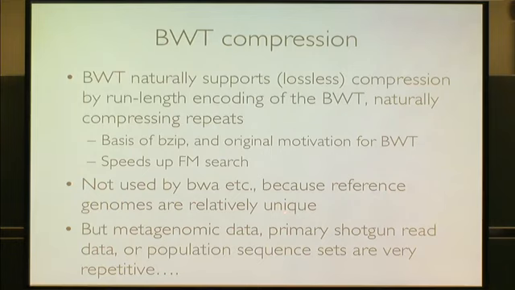But once we move to metagenomic data, or to primary shotgun read data, or population sequence sets, where we've sequenced many different organisms, we heard this morning about all these viruses with slight variation, and that's the world in which many people in this room are dealing with, then you have very large redundancy. You have large amounts of data, either raw reads or processed data, which is redundant, where there are many bacteria all with very similar genomes. And so then there's a lot of repetition, and this sort of compression becomes very valuable.